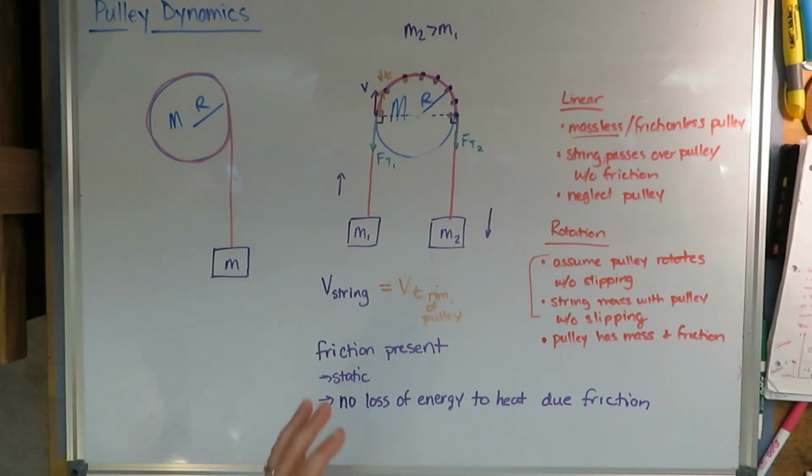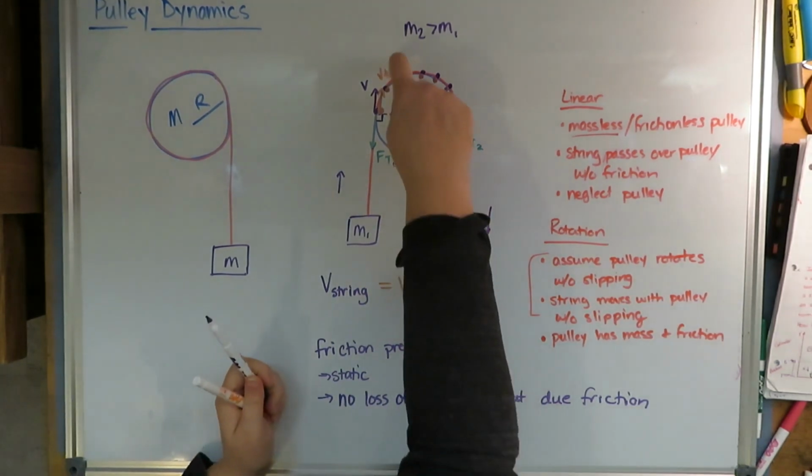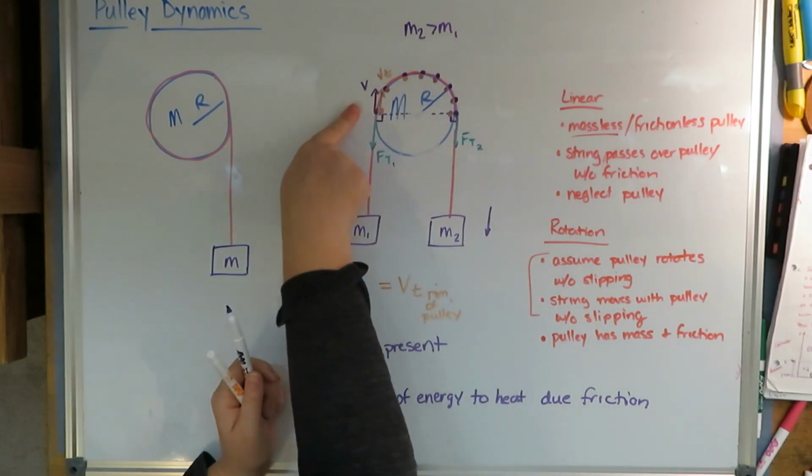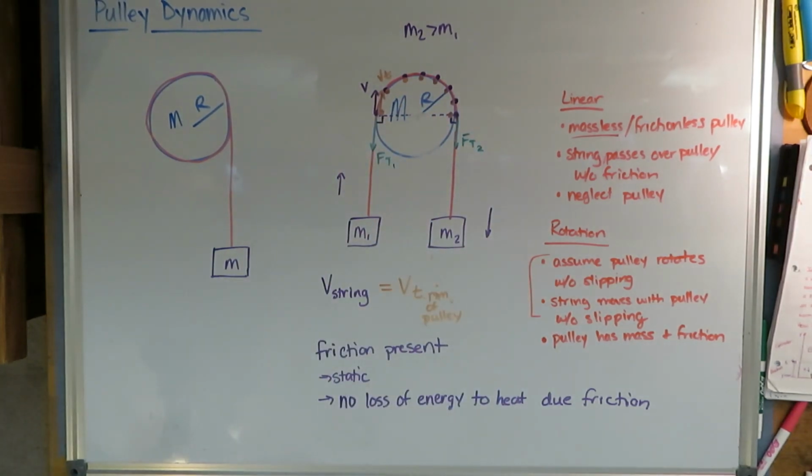So that means we'll look at this from an energy perspective too next unit, that when you do these problems, mechanical energy is still conserved. So that's going to be important. So basically, the tangential speed of a point on the rim of the pulley and the linear speed of the string are going to be the same.